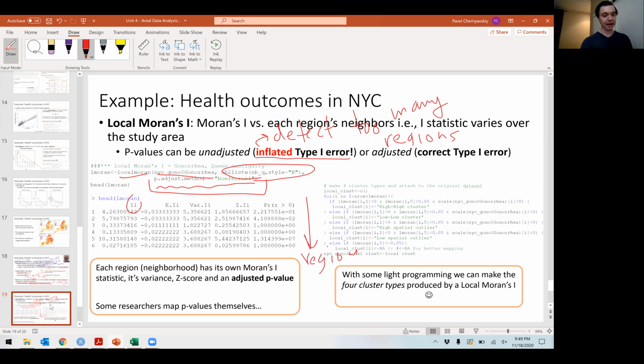So here is the I statistic for each region, its expected value under the null, its variance under the null, which we can then use together to find a z-score. So notice we don't adjust the z-score. The z-score is what it is. It is simply the ratio of the test statistic minus the expectation under the null over the variance. I'm sorry, over the standard deviation, not the variance. So we don't adjust the z-score.